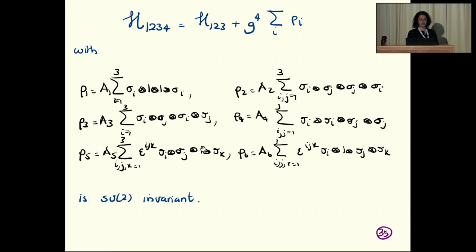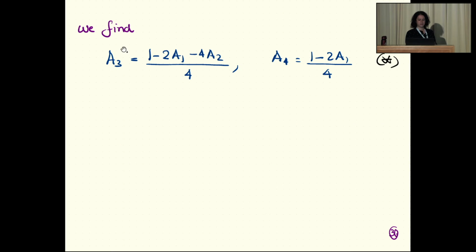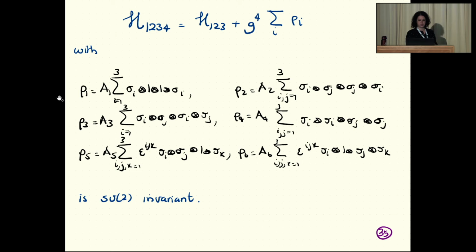So these are the SU(2) invariant objects you can put here. So we put these rows, and we apply the method. So we have to solve perturbatively up to g to the 4th. And we find some conditions. So these A's are in front of the sums here. We found some conditions on them.